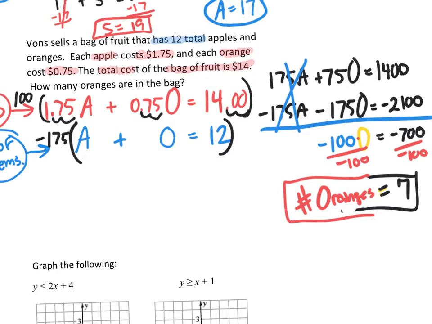If it says how many apples are in the bag, then you have to plug it in to find out how many apples are in the bag, which is pretty simple. If there are 7 oranges, then there must be 5 apples in order to get a total of 12. What are they asking on this problem? They are asking how many oranges are in the bag. We know how many oranges there are. There are 7. So type in 7, hit enter, you're done.